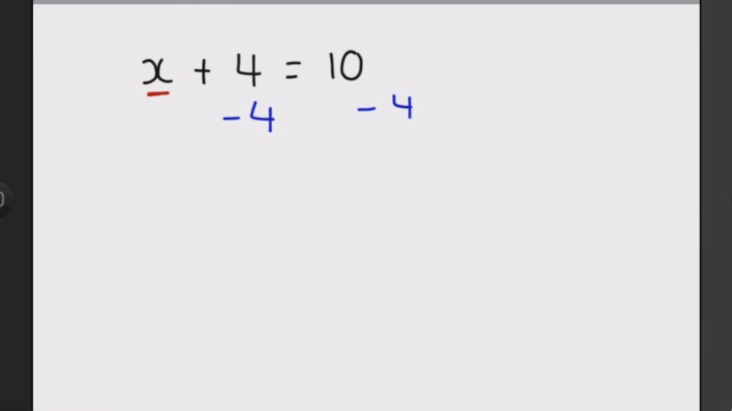So what does that leave us? Well, on the left hand side we've got x plus 4 minus 4, so those two have cancelled out, so we've now just got x equals 10 subtract 4, which is 6. Now we know this is correct because when we substitute back in, or replace the x value up here with our answer of 6, we know that 6 add 4 is equal to 10.